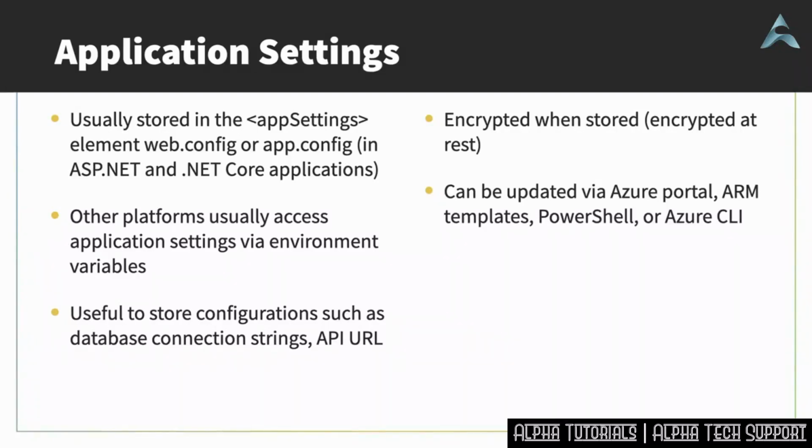Also, if you use slots, this can be independent from the slot. So what I say is, we have settings that are going to be used by all the slots, or they can be slot dependent. In this way, I can just say this database connection here is just for the staging slot, and that other database connection is just for the production slot. So we have options with this.